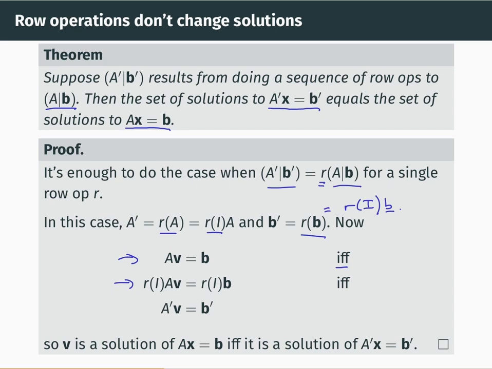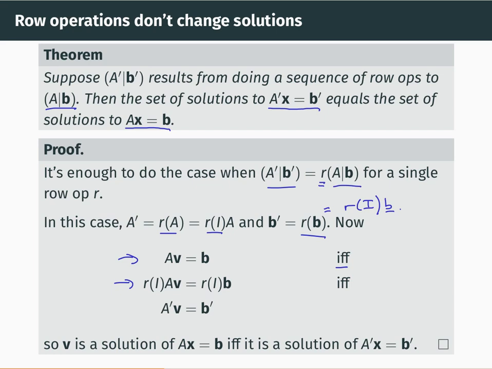On the other hand, the elementary matrix R of I is invertible. And so if this second equation is true, then you can get back to the first equation by multiplying on the left by the inverse of R of I. So that's why the first equation is true if and only if the second one is true. You can go from the first to the second by multiplying by R of I, and you can go from the second to the first by multiplying by the inverse of R of I, which you know exists because we proved a theorem that said elementary matrices are invertible.